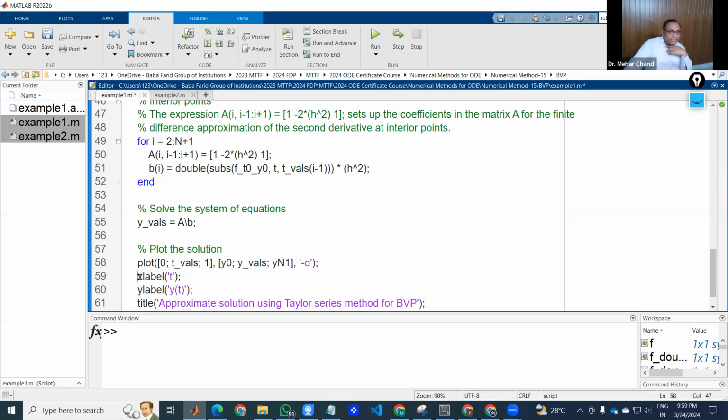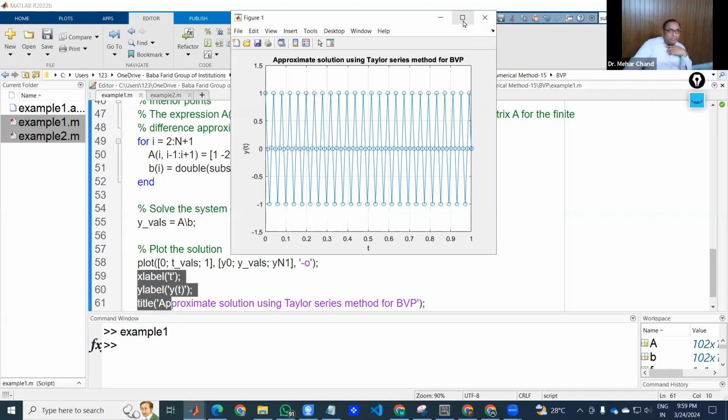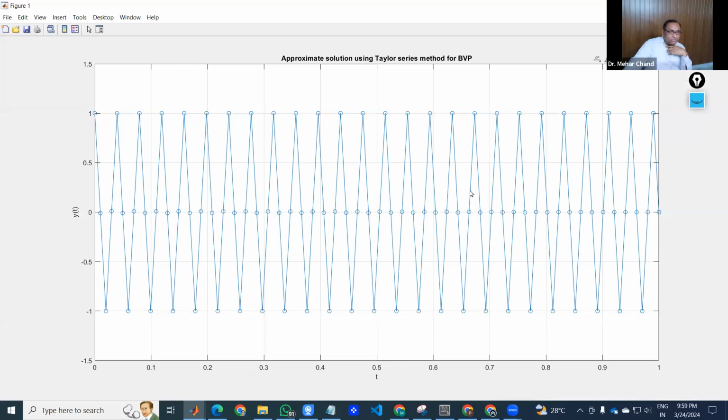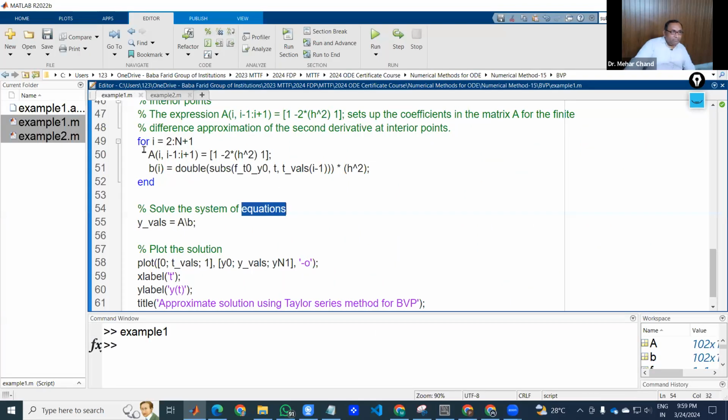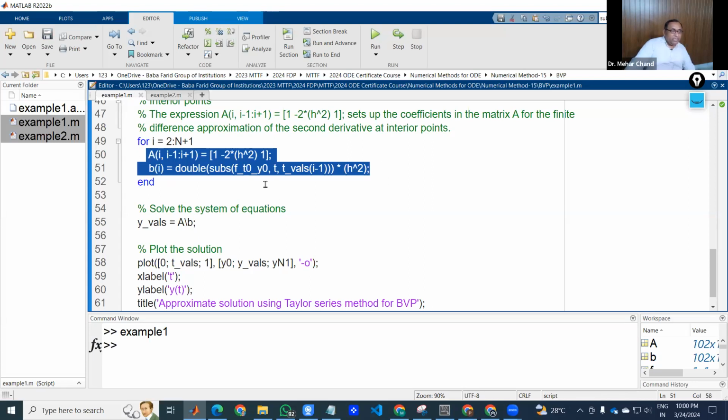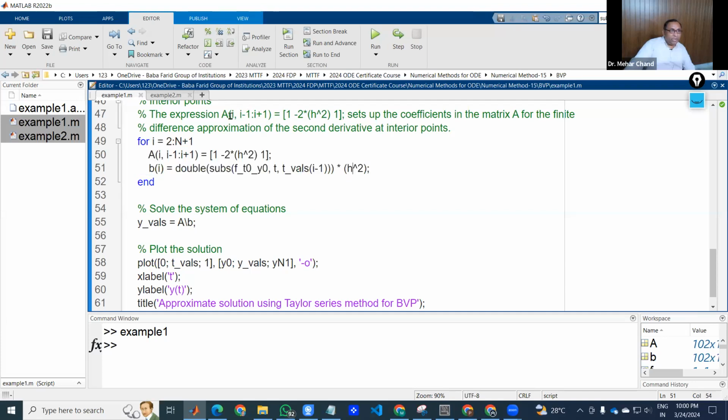And other things, x label, y label, and title, these are similar statements which we are using, and when you execute this sequence of statements we have this solution. So this is the approximate solution using the Taylor series method for the boundary value problem. The only challenge is this part, only this part. Okay, you need to note this point very carefully, how you can get these values by using the finite difference for the second order.